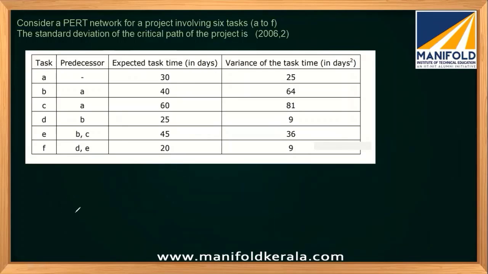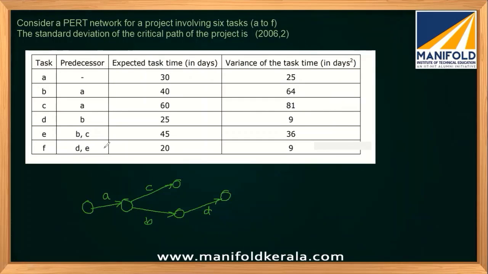Given that A does not have any predecessor, we can start from A. This is A, then B is starting from A, C is also from A. Now D is from B. E has to be started just after the completion of B and C. So we can draw E from here, but we have to give the precedence relationship that B has to be completed for starting D, E. And F has to be from D and E.